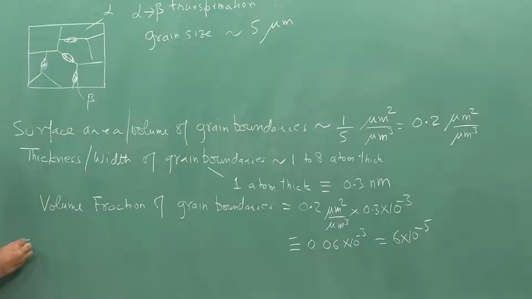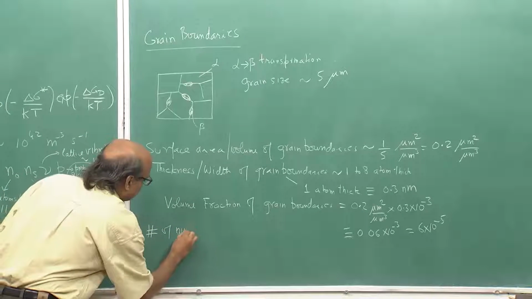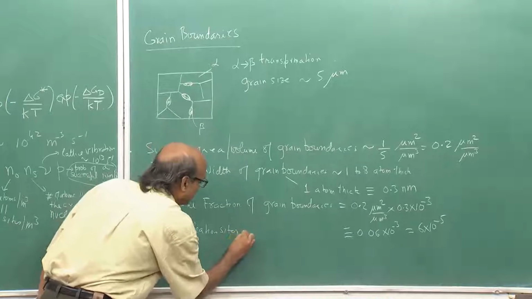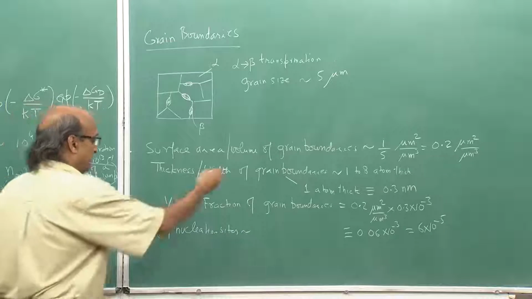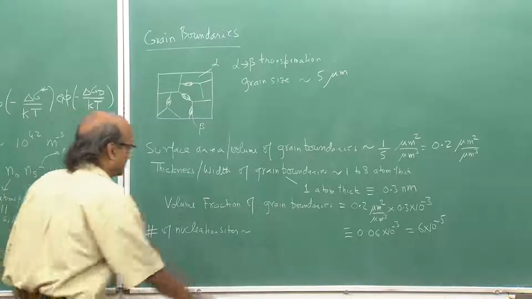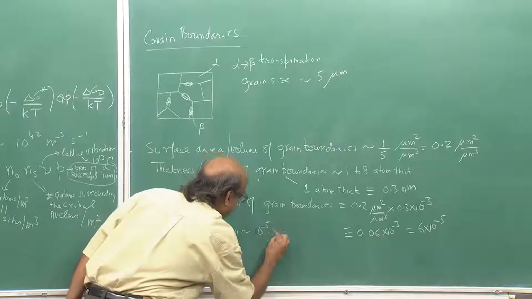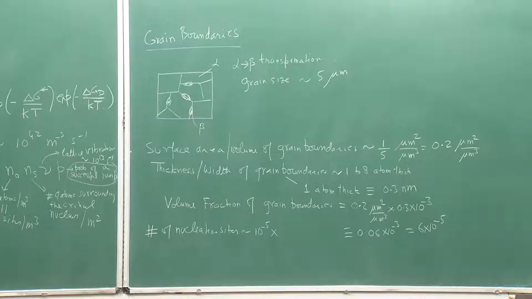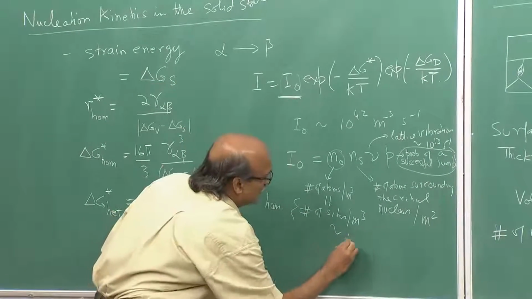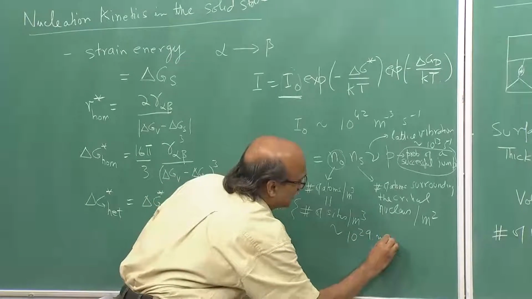So, what is the number of nucleation sites then on the grain boundary? Well, let us just take 10 to the power minus 5 as an order of magnitude estimate for the fraction in this case. So, it is 10 to the power minus 5 multiplied by how many atoms are going to be there on the boundary, because each atom then is a potential site. Well, that number is N0, which is of the order of 10 to the power 29 per meter cube.